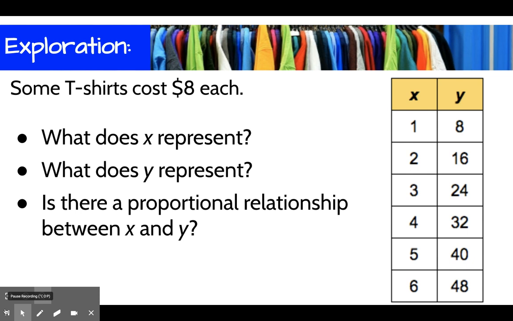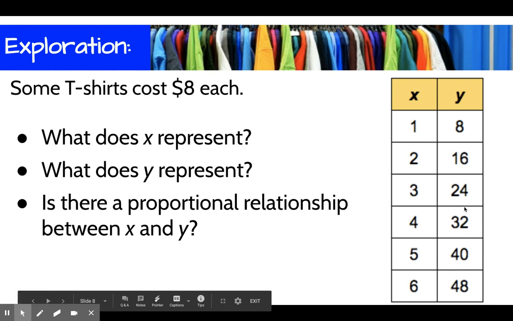So for number one, when it says, what does X represent? X represents the number of t-shirts, okay? X represents your number of t-shirts. Number two, when it says, what does Y represent? So the Y column in the table represents the cost for the t-shirts.